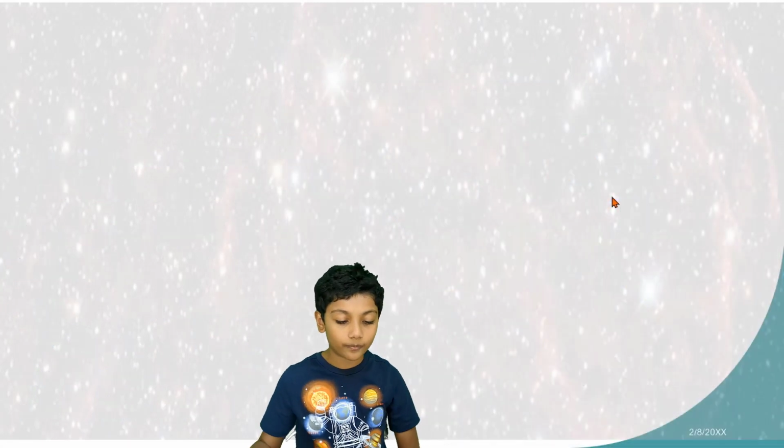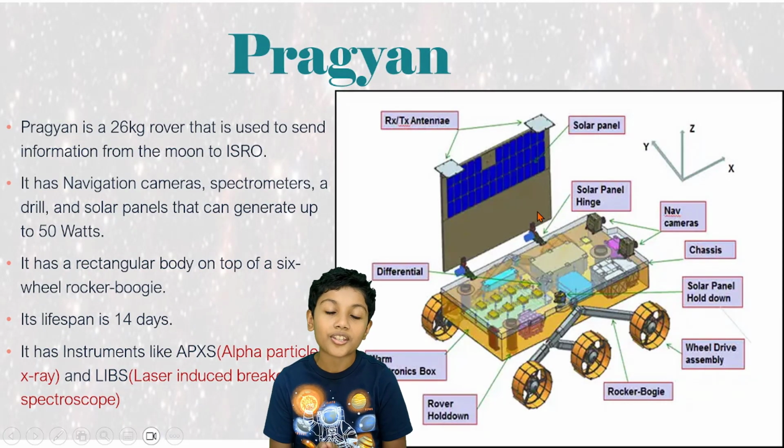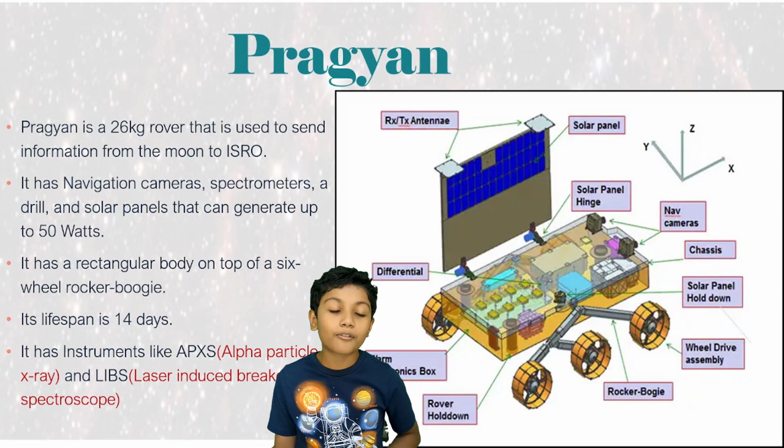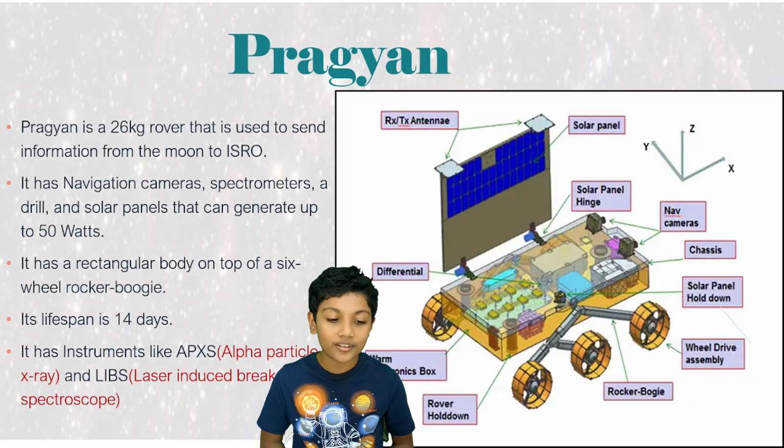While it's falling, it has these little thrusters to go up and stabilize and make it a soft landing. Now, on to the most important piece of this entire mission, other than the rocket that took it to get there, it's Pragyan, the rover.